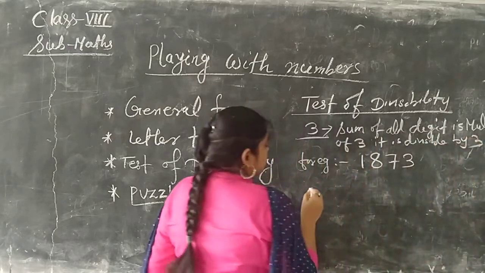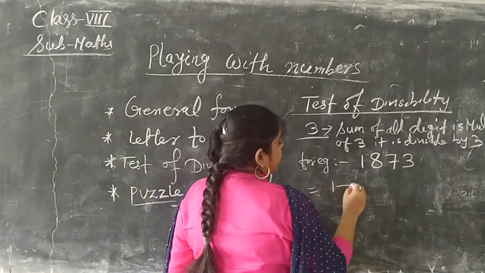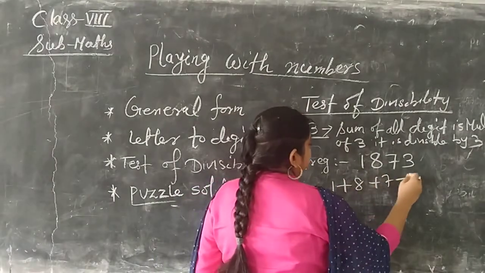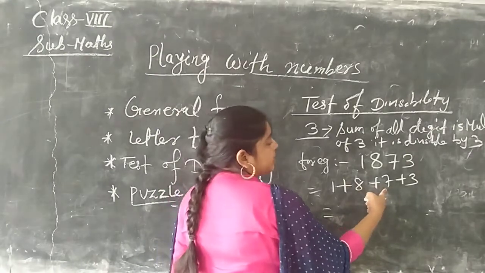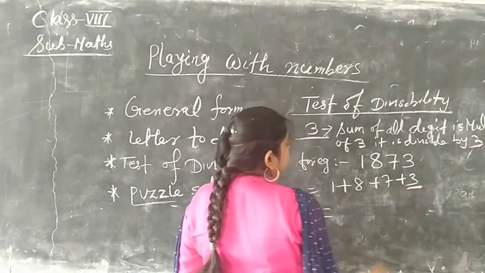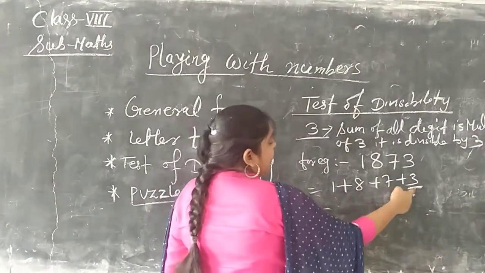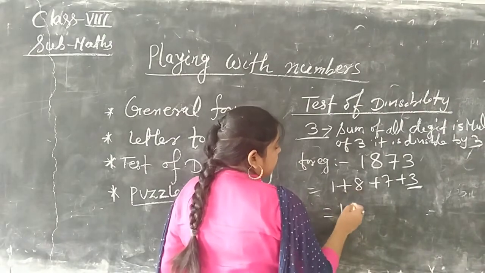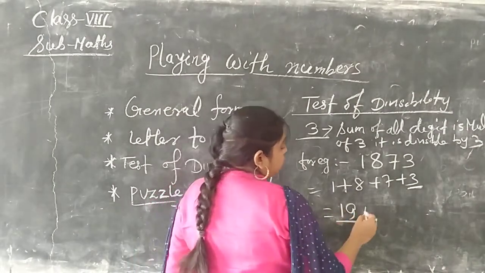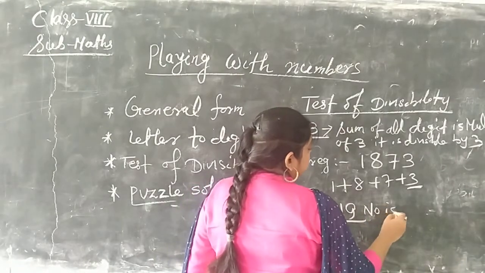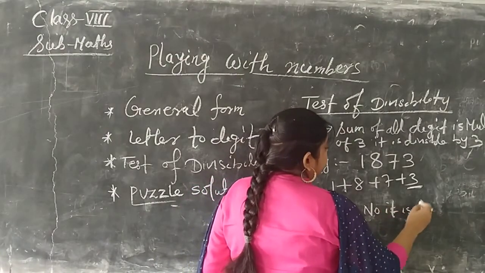So we apply the rule to this number: 1 plus 8 plus 7 plus 3. 8 plus 1 is 9, 9 plus 7 is 16, 16 plus 3 is 19. Can this number be divisible by 3? No. It is not divisible by 3.